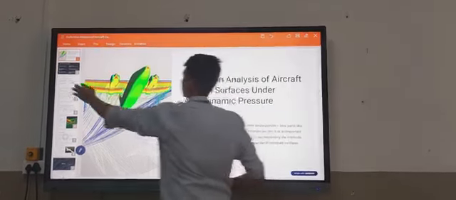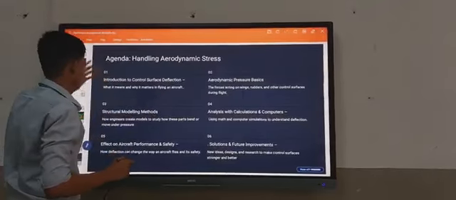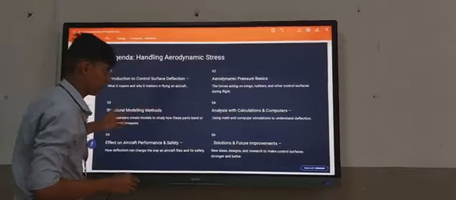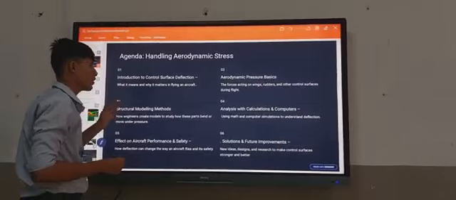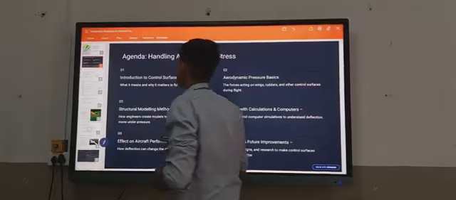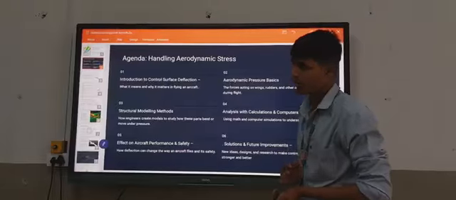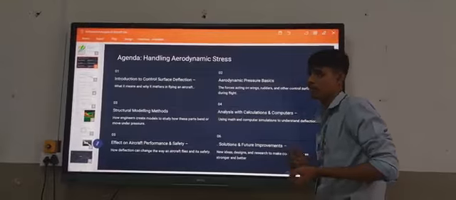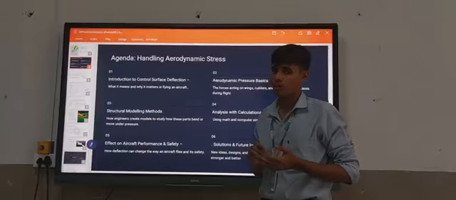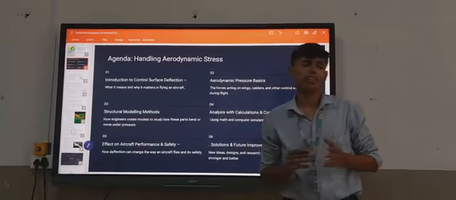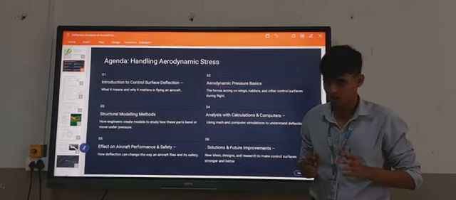Now talking about the agenda, why we are presenting this PPT. First of all, the introduction to control surfaces deflection. What is meant by control surfaces? Control surfaces like the primary control surfaces: the ailerons, elevators and rudders. They are the important control surfaces to move our airplane left, right, up, down, and for yawing.